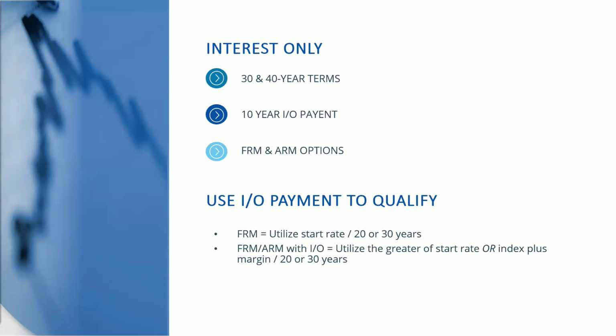Interest only, 30 and 40-year terms. The IO period is 10 years, and we have fixed and ARM options. So we can use that IO payment to qualify in many instances. On a fixed rate mortgage, we would utilize the start rate and amortize over 20 or 30 years. If it's a 30, we're going to use 20. If it's a 40, we'll use 30 because we're going to assume that the borrower is going to maximize that interest only period. If it's a fixed with an ARM, and IO, we're going to utilize whichever is greater, either the start rate or the index plus margin, again, over that 20 or 30 years.